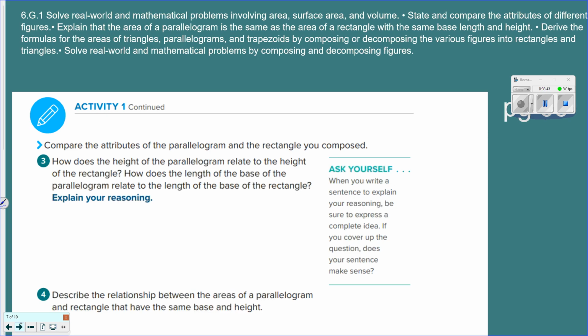I do want to point out, compare the attributes of the parallelogram and the rectangle. They're talking about the ones you had just done on page 65. So it's referencing back to those two right there.